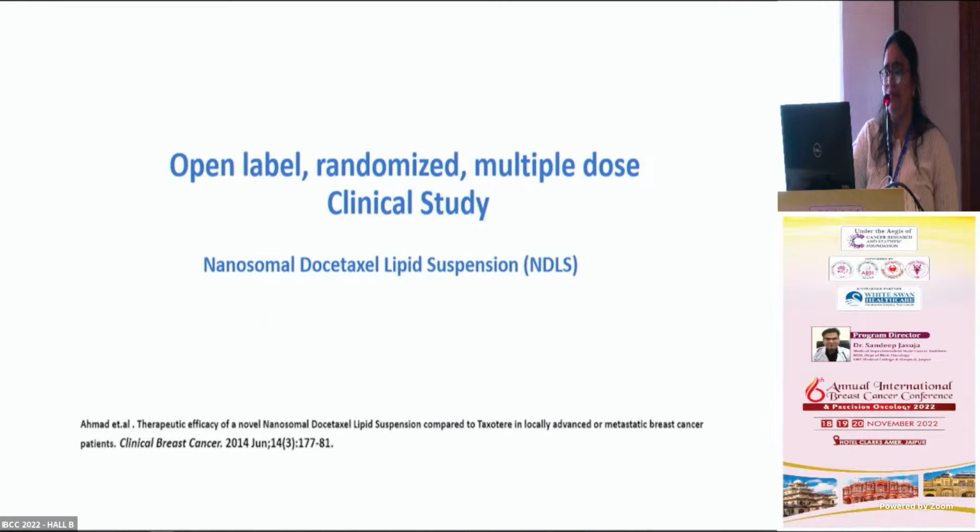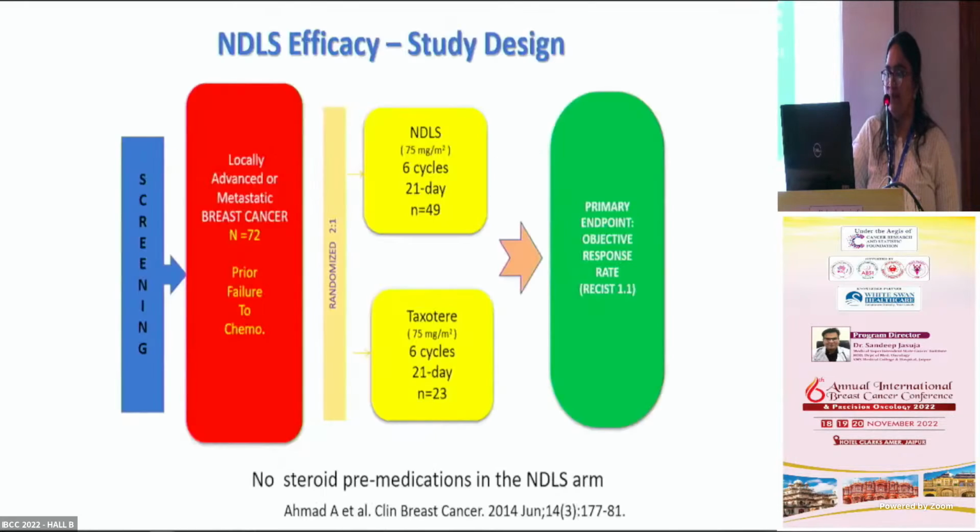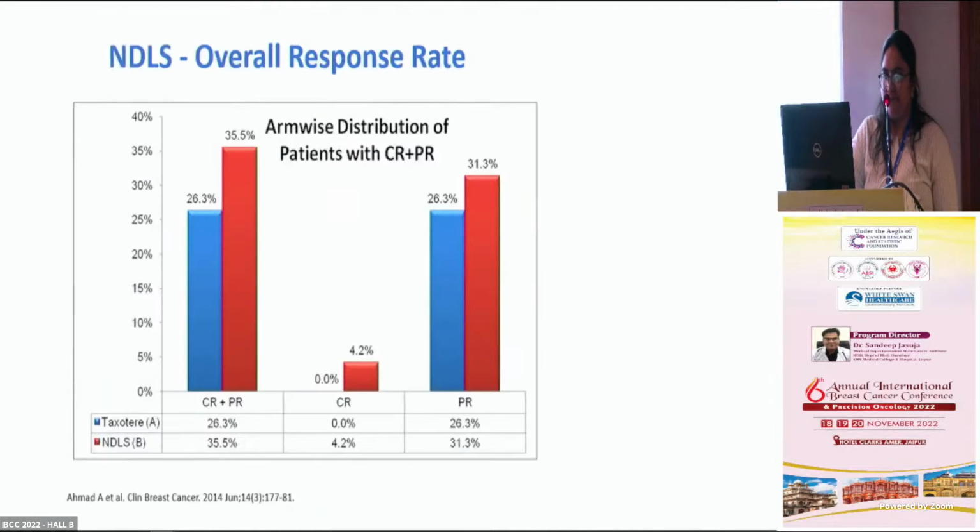This is an open label randomized multiple dose clinical study of nanosomal docetaxel lipid suspension in patients with locally advanced or metastatic breast cancer who had prior failure to chemotherapy, where docetaxel was compared with nanosomal docetaxel at a similar dosage of 75 milligram per meter square given every 21 days. The primary endpoint was objective response rate, and no steroid pre-medications were given in the nanosomal form of docetaxel.